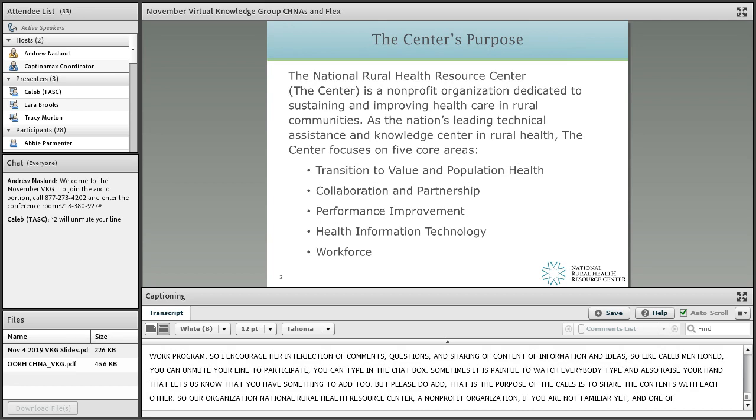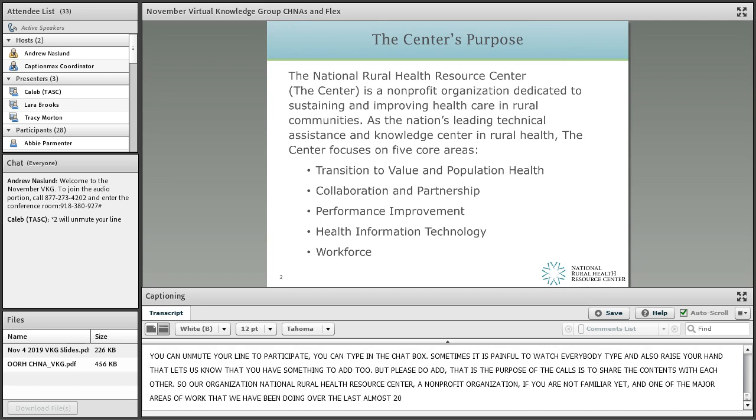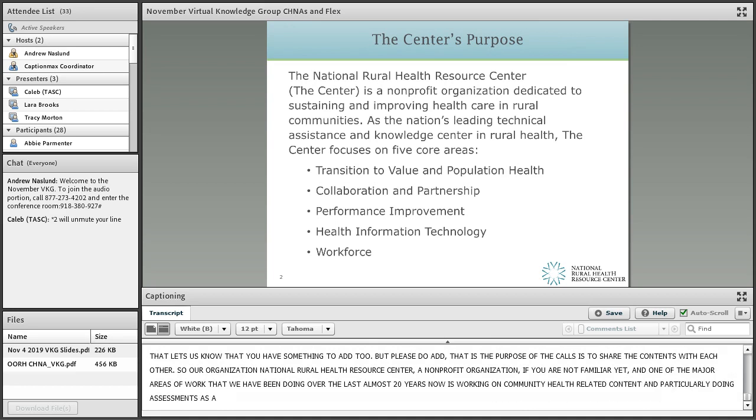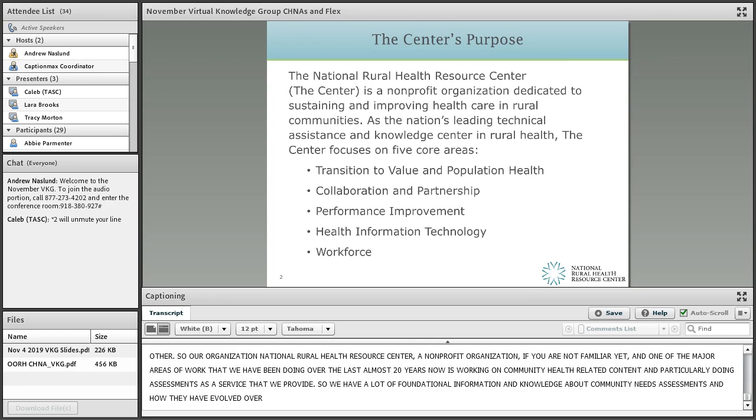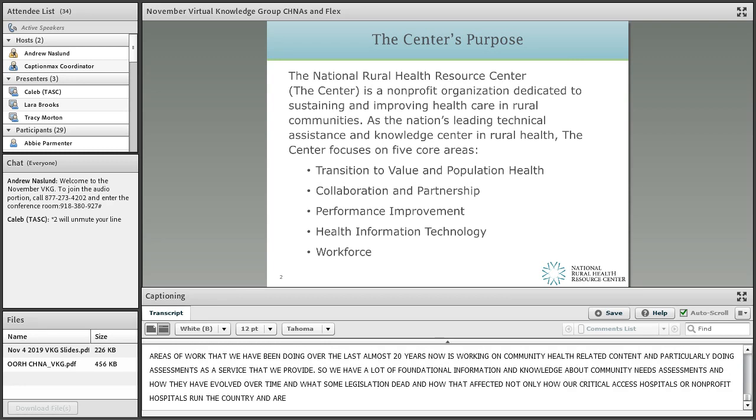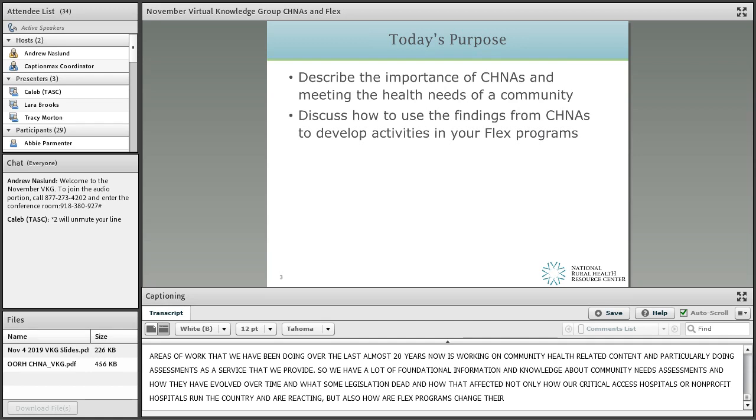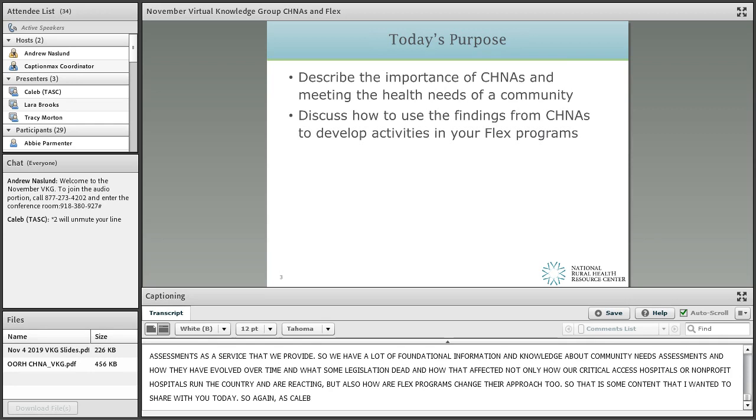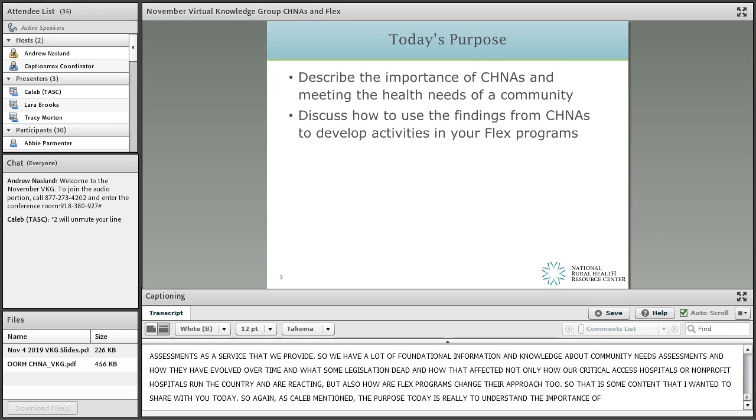So our organization, the National Rural Health Resource Center, is a nonprofit organization if you're not familiar with us yet. And one of the major areas of work that we've been doing over the last almost 20 years now is working on community health related content, and particularly doing community health needs assessments as a service that we provide. So we have a lot of foundational information and knowledge to share about community health needs assessments, how they've evolved over time, and what some legislation did and how that affected not only how our critical access hospitals or our nonprofit hospitals around the country are reacting to community health needs assessments, but also how our FLEX programs changed their approach too. So that's some content that I wanted to be sure to share with you today.